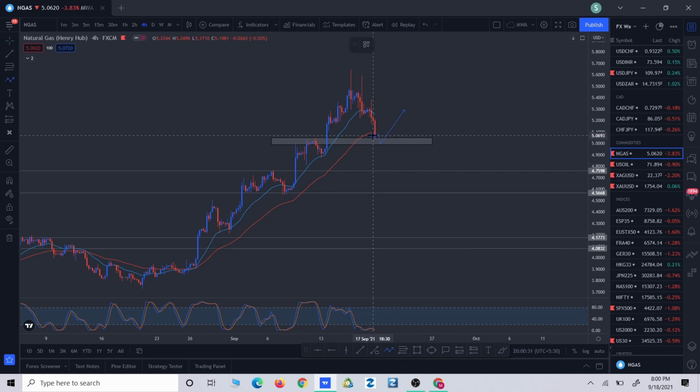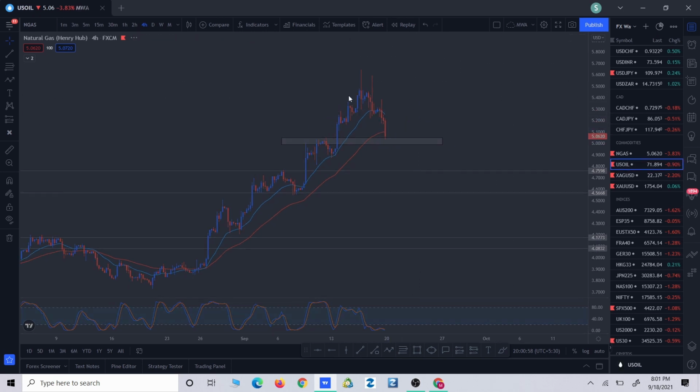The second one is if the price doesn't find support here and keeps falling down and retests the previous low, or you can say the higher low of this uptrend, then there also we can look for some kind of indications to go long. So these are the two possible scenarios that we can focus on for natural gas on the 4-hour chart.